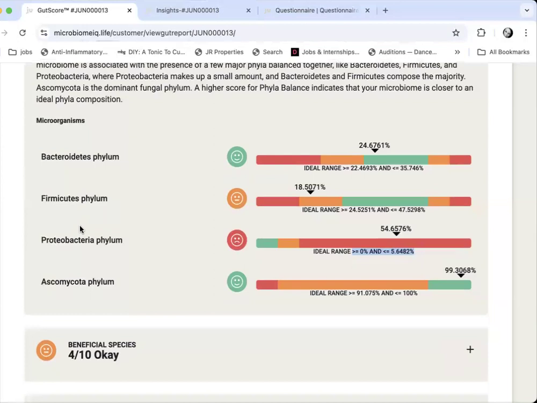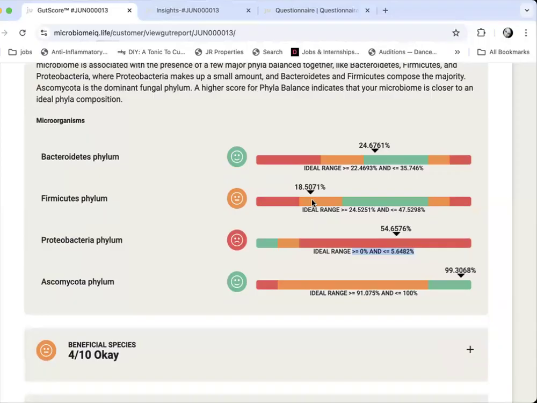Firmicutes is our phylum of bacteria that's responsible for fermenting on fats. So just like Bacteroidetes is responsive to the carbohydrates and fibrous foods in the diet, Firmicutes is responsive to the fats in the diet. So when we see a Firmicutes level that's low, it may indicate that the person isn't consuming enough fat in general, or maybe isn't consuming enough healthy fats.